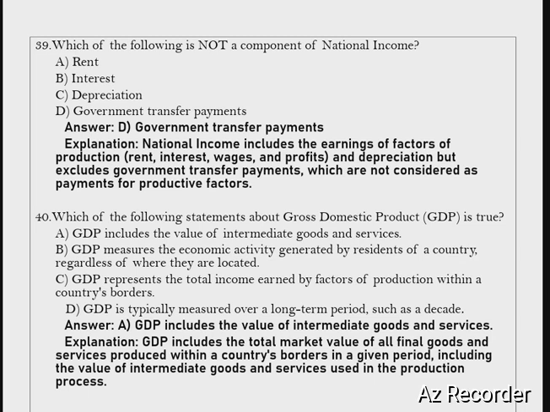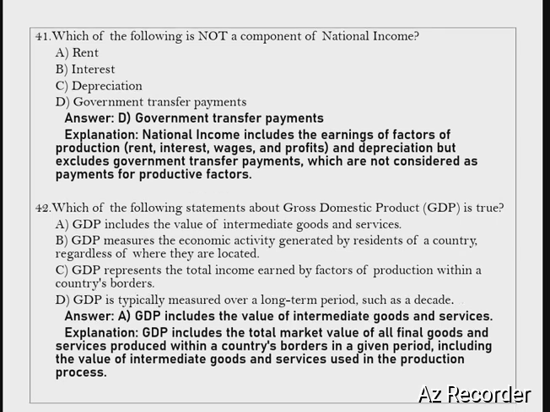Option A. GDP includes the value of intermediate goods and services. Option B. GDP measures the economic activity generated by residents of a country regardless of where they are located. Option C. GDP represents the total income earned by factors of production within a country's border. Option D. GDP is typically measured over a long-term period such as a decade. Correct answer is option A. Its explanation: GDP includes the total market value of all final goods and services produced within a country's border in a given period, including the values of intermediate goods and services used in the production process.